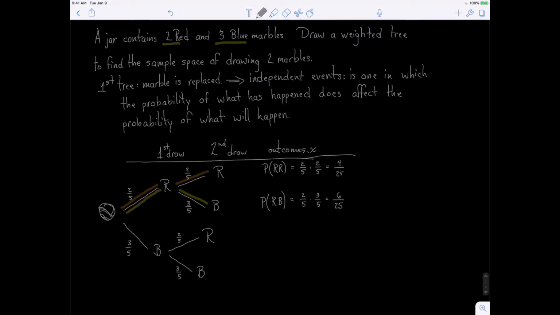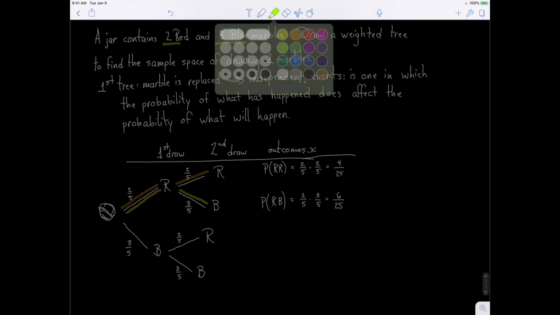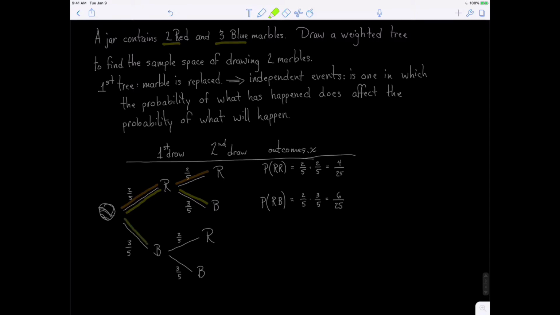All right, let's go to the next one. And the next one is down here, and that red's not a very good highlighter color. So let's go down, we draw blue, and then we draw a red. So we're on this green set of branches. So this becomes the probability of blue, followed by the probability of red. So we multiply the weight on each branch. Well, the first weight is 3/5, and the second weight is 2/5. So we multiply 2 times 3 to get 6, 5 times 5, and we get 25.